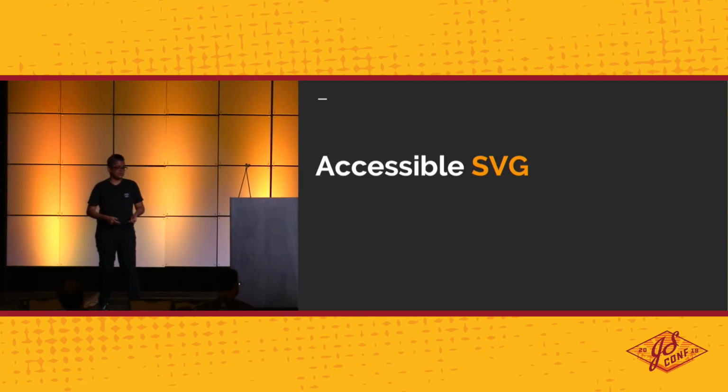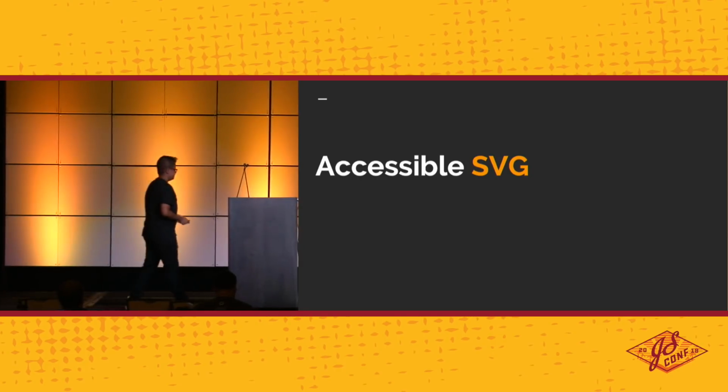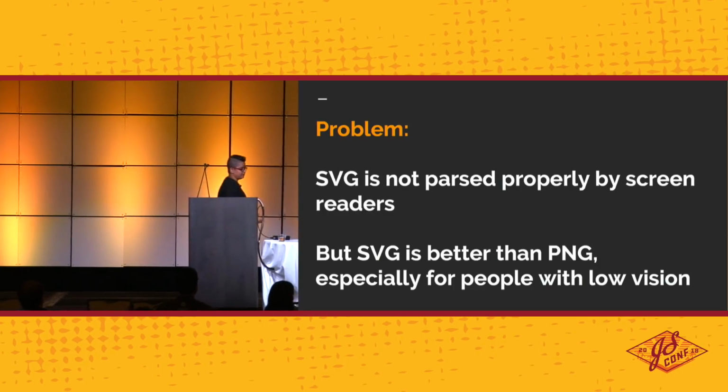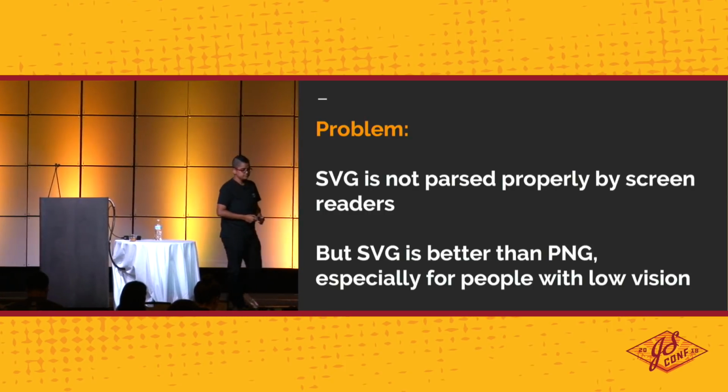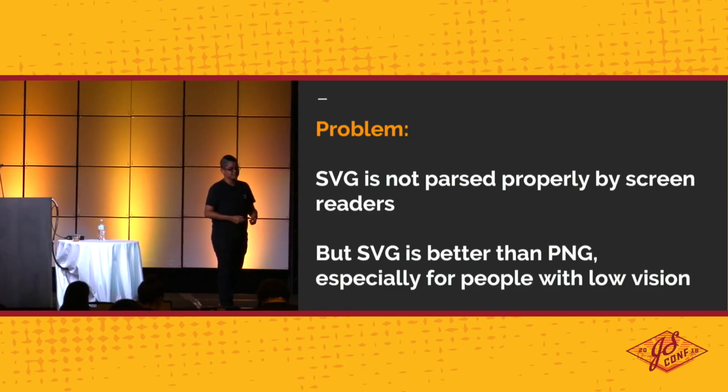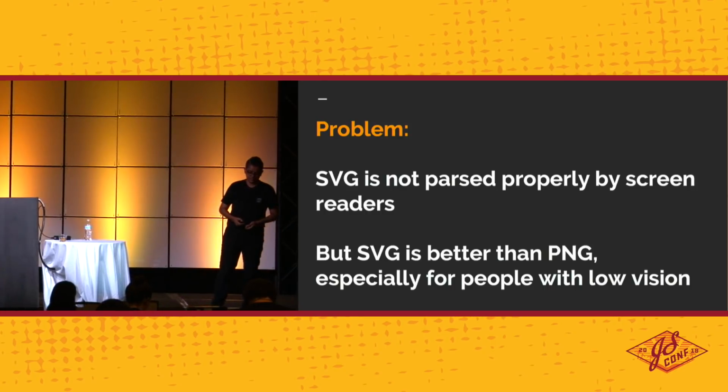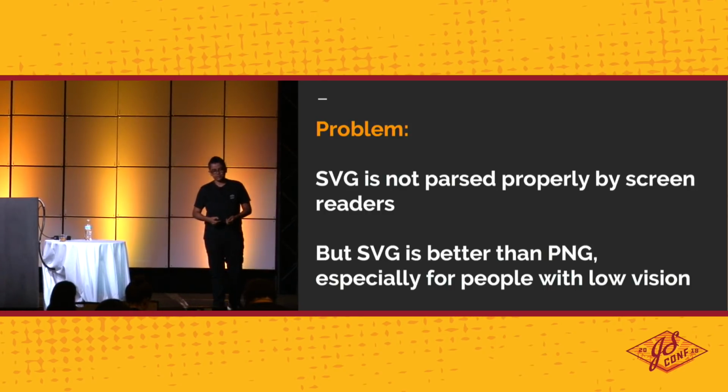Next, let's talk about SVGs. SVGs by default are not parsed properly by screen readers. But still, SVGs are better than PNGs if you want to use icons. This is especially important for people with low vision who might need to zoom in on their screen to read what's in there.